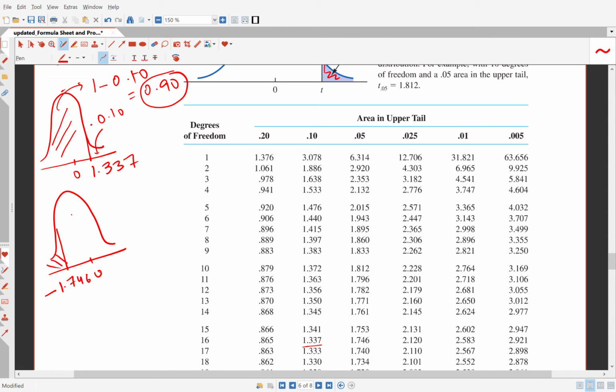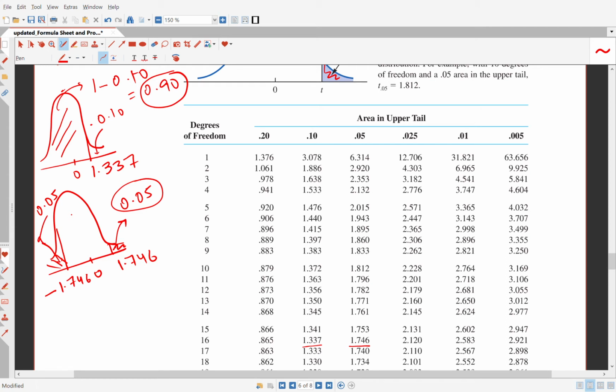Left of this is the same area as to the right of 1.746, so both areas are going to be the same, right, by symmetry. So for 16 degrees of freedom, 1.746 is here, and to the right is 0.05. So if this is 0.05, this is also going to be 0.05, and that is the answer.